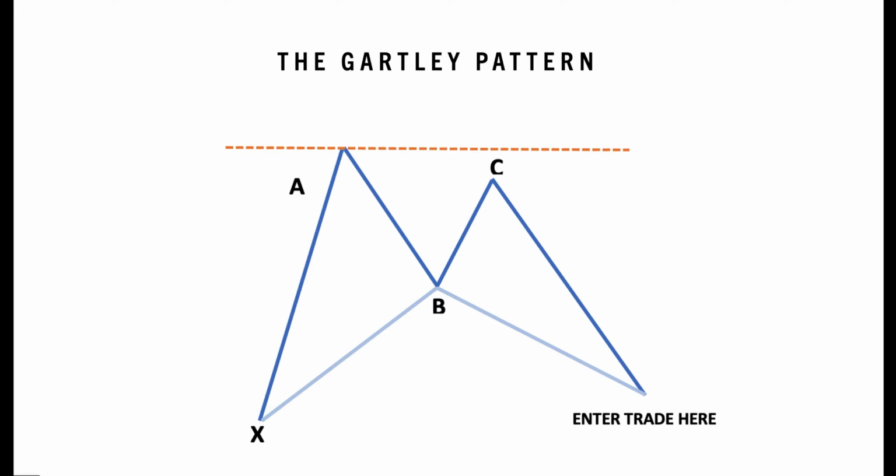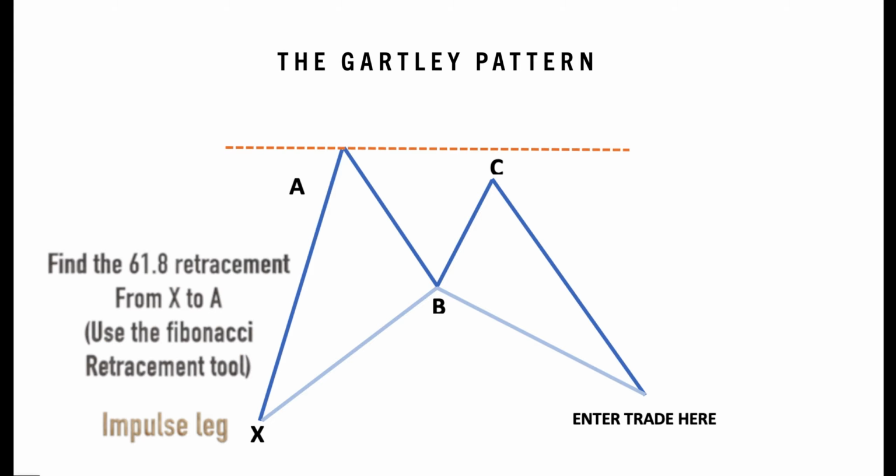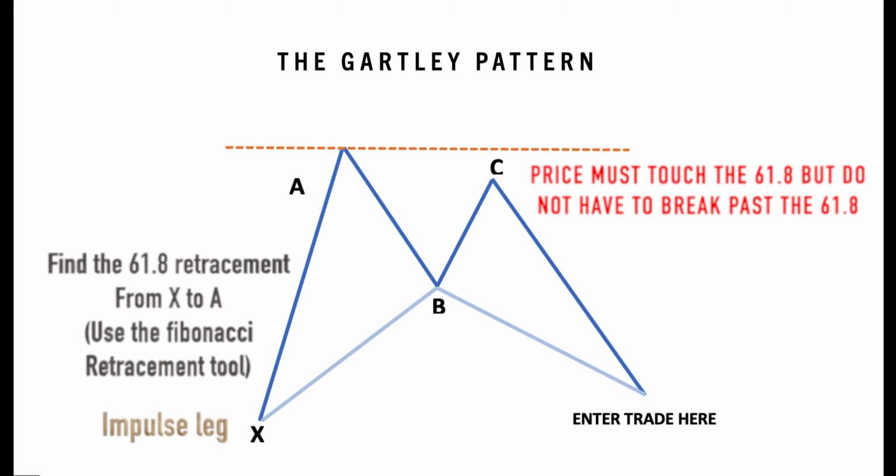If you look at the chart, X is considered the impulse leg. So you will have to find the 61.8 retracement from X to A to identify when price will change from one move to the other. The main thing to do here is identify the zone from the B point. To identify a valid B point in the Gartley formation, price must hit the 61.8 retracement from X to A. However, price must not touch, absolutely not touch, the 78.6, or it will be considered invalid.